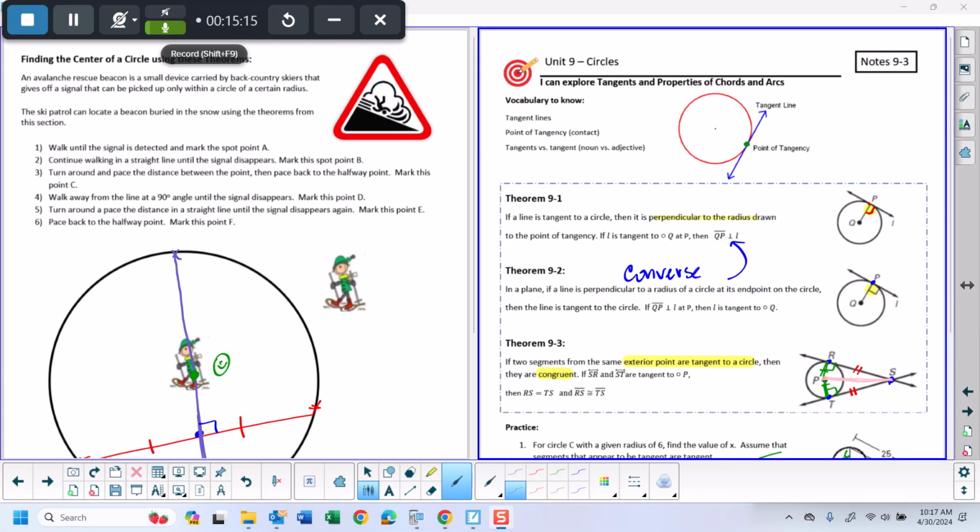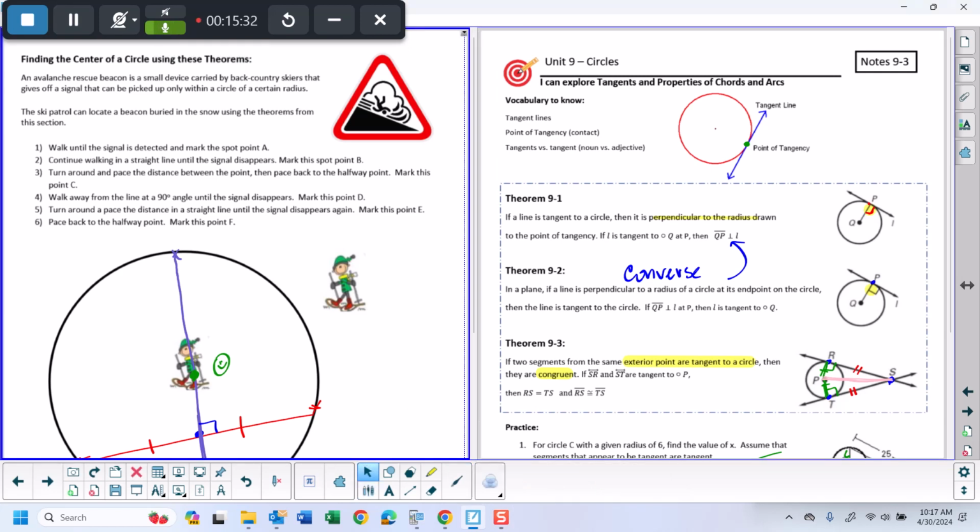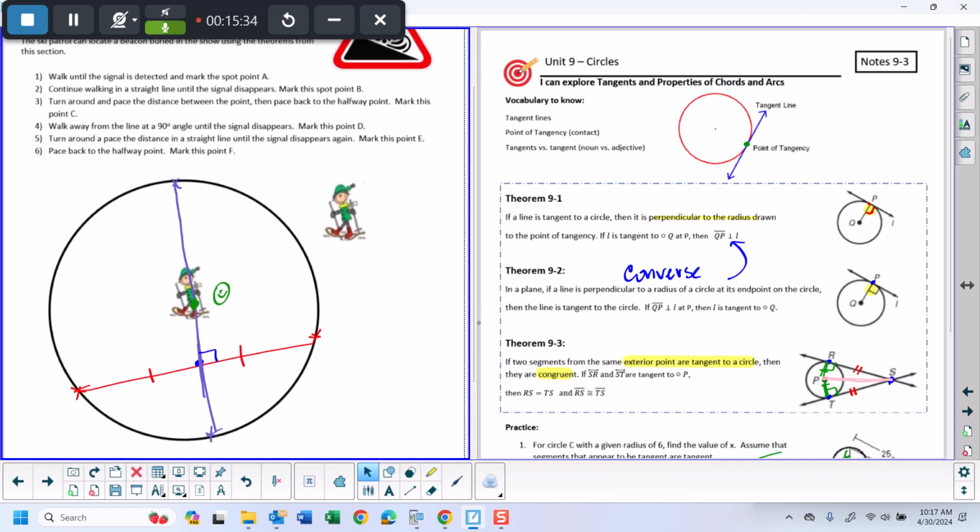All right. So last class we went through, and again, think about that curve of forgetting. You want to make sure that you remember. Now, let's make sure that your warm-up has the right things marked. It says, walk until a signal is detected and mark that spot A. That is what we did first. Continue walking a straight line until the signal disappears. Mark this spot B. That's what we did there.